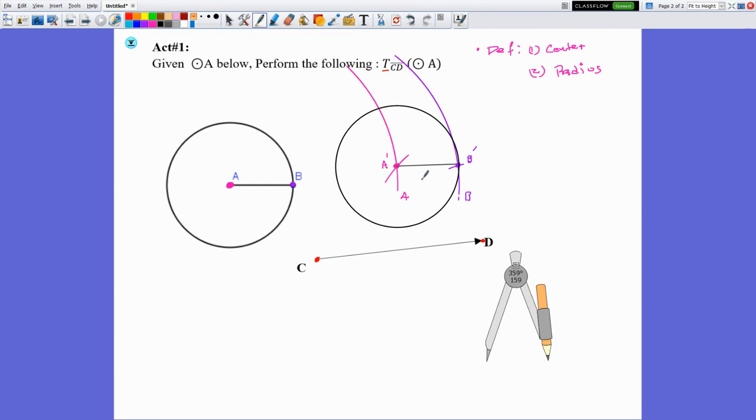So notice that all we got to do when it comes to transformations of circles, all we got to do is just perform the transformation on the radius of the circle. And at the end, we just got to create the circle using the radius that we got here.